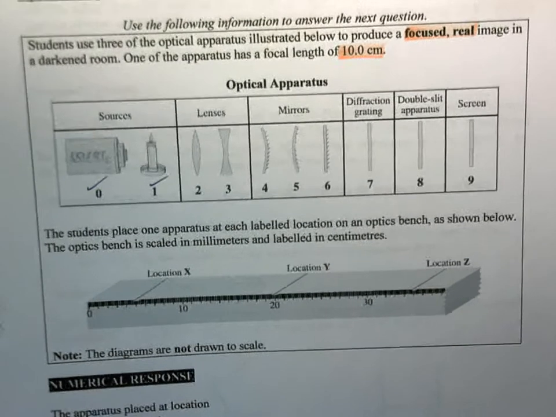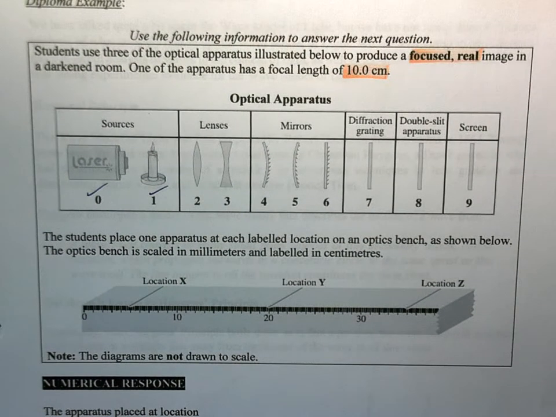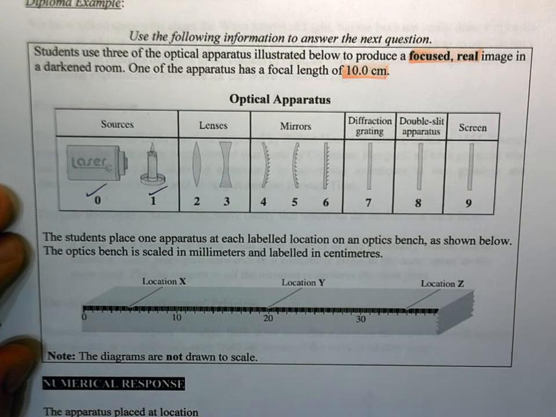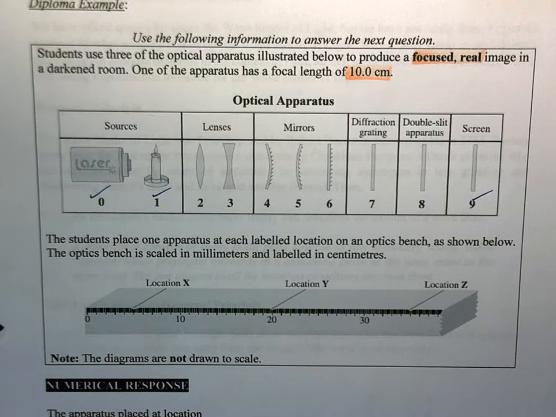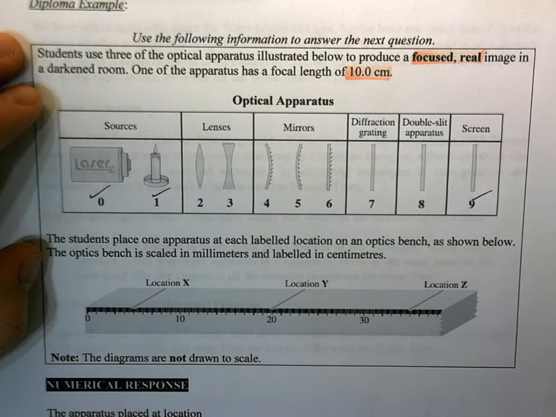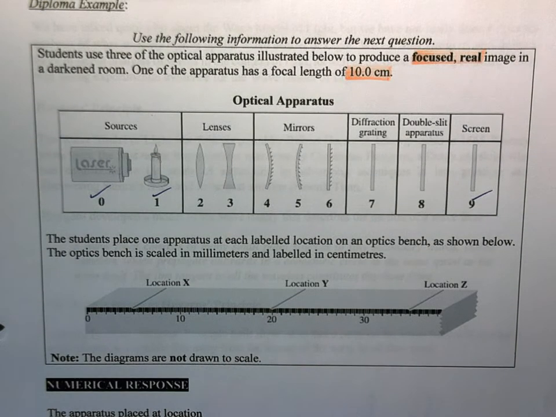Now, in order to actually get that image, it's a focused real image. We said in order to see those focused real images, we want to be able to project them on a screen. So in order to actually see this image, we're going to need a screen to project it on. Now, for this to occur, if we want to actually focus this image on this screen, what we're going to need is our object. Well, actually, we'll get to that a little bit later. So let's talk about that in a bit. I'm getting ahead of myself.